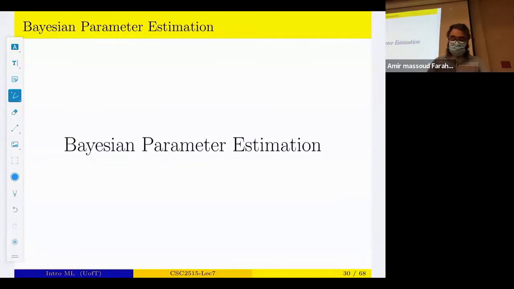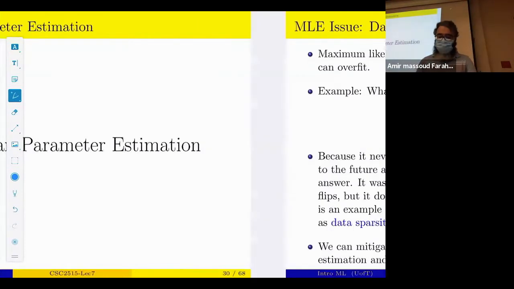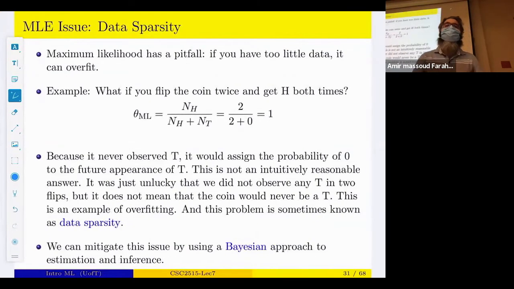Okay, so let's talk about Bayesian parameter estimation. So we talked about maximum likelihood estimation throughout this lecture so far and before.